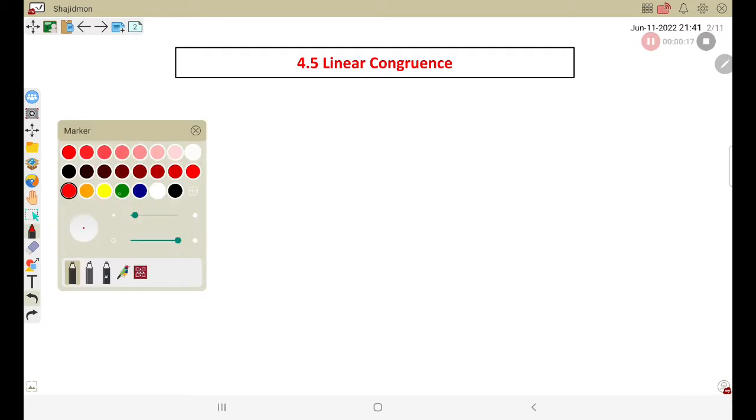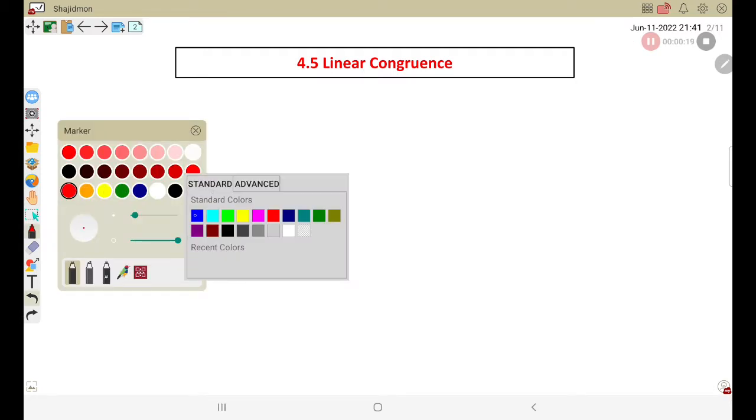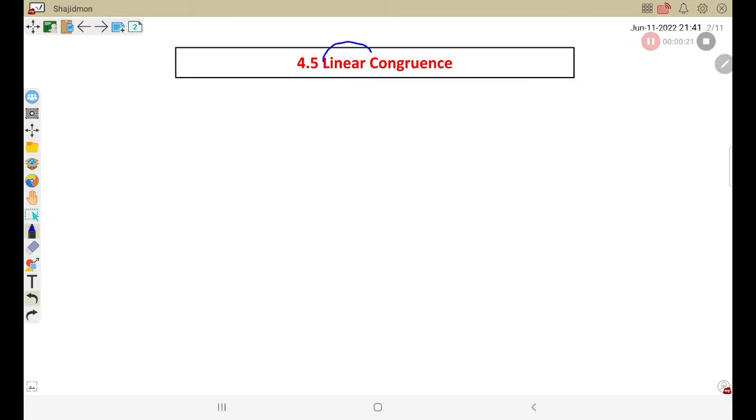Okay, so all of you know the meaning of linear. Linear means the degree of x should be 1. For example, consider the equation x power 1 plus 1 equal to 5. Here the power of x is 1, so this is a linear equation, correct? We can say it is a linear equation because the power of x is 1.